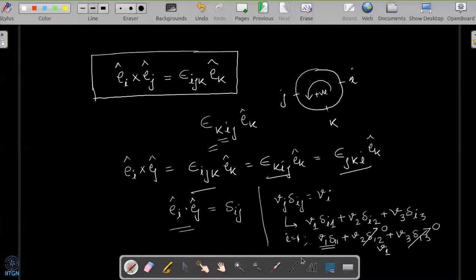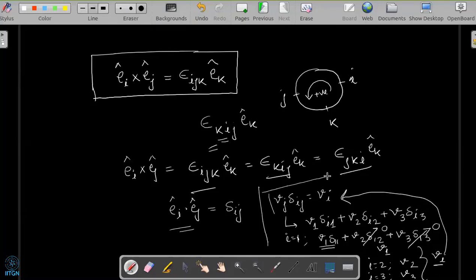So what you got: you substituted I is equal to 1 and you got v1. When you substitute I is equal to 2, you will get v2. When you substitute I is equal to 3, you will get v3. So here, for 1, 2 and 3, can I say this is Vi? This is what the substitution property of Kronecker delta is doing, and that property we have used. So is it clear to you? Yes, sir. Okay. Thank you.